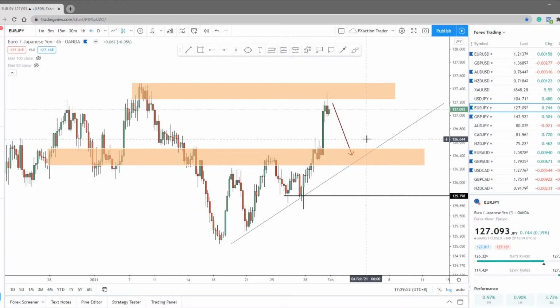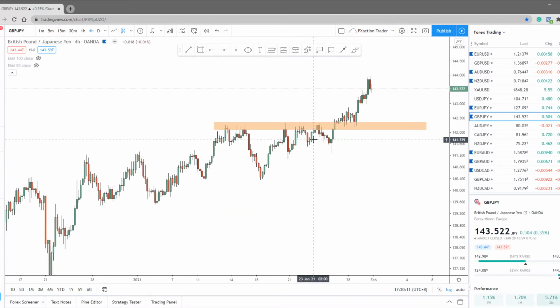Alright, so let's have a look at the next pair, the pound yen. So the pound yen H4, obviously market is still trading to the upside. So we have a level created here. There's a level created here. Resistance level fails to break above for a long period of time, and market breaks the resistance with a very strong bullish momentum. Market pulls back and continues to the upside of the structure.